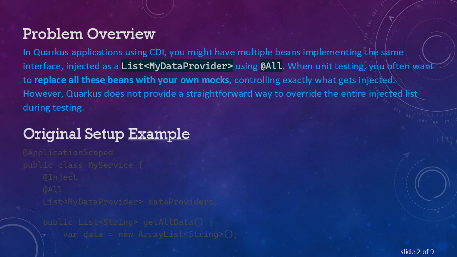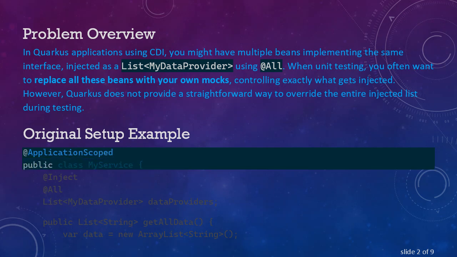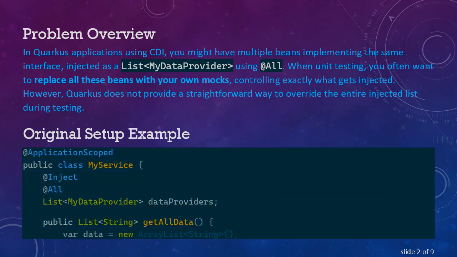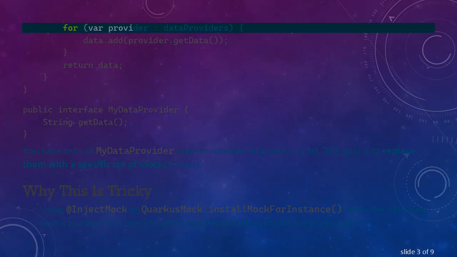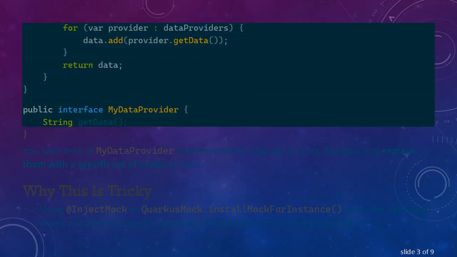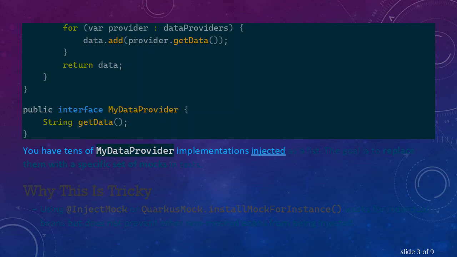Original setup example. You have tens of MyDataProvider implementations injected as a list. The goal is to replace them with a specific set of mocks in tests.